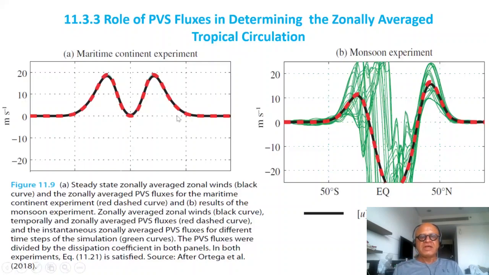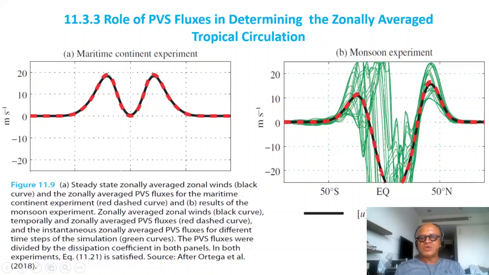Okay, incredibly high correlation, even though it's a simple shallow water model. But if you look at the variations, this is the mean over a certain time period. But if you look at the individual events of these bursts of Rossby wave activity, you can see there is a high variance in terms of these green curves. So this is showing the different time steps of the simulation.